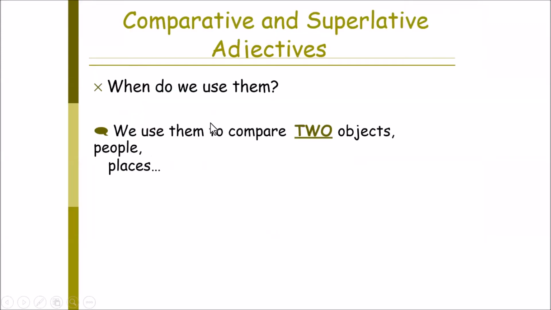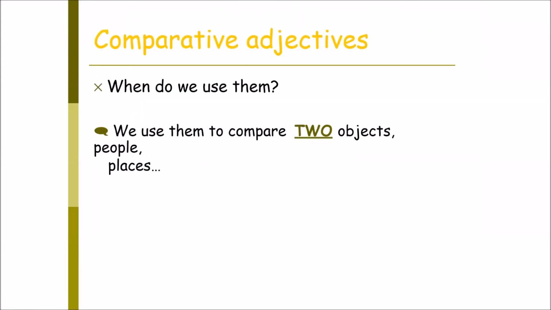So, when do we use comparative adjectives? Comparative adjectives, as the word says, are used to compare two objects or two people or two places, two animals, two of anything. Okay, so when you want to compare, you are going to use comparative adjectives. Okay, so here are the rules.